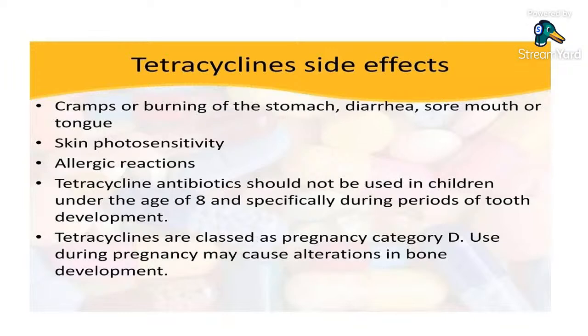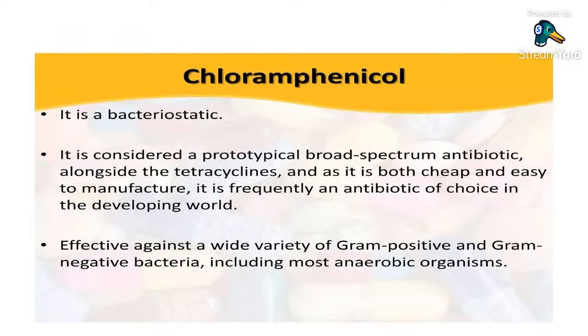Tetracycline side effects include cramps and burning of the stomach, diarrhea, sore mouth or tongue, skin photosensitivity, and allergic reaction. Tetracycline antibiotics should not be used in children under the age of 8, and specifically not during periods of tooth development. Tetracyclines are classed as pregnancy category D; use during pregnancy may cause alteration in bone development.